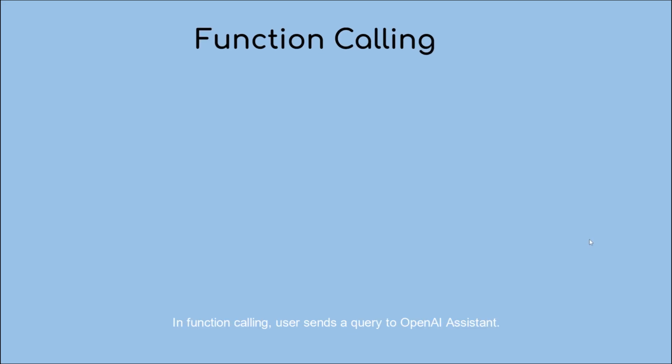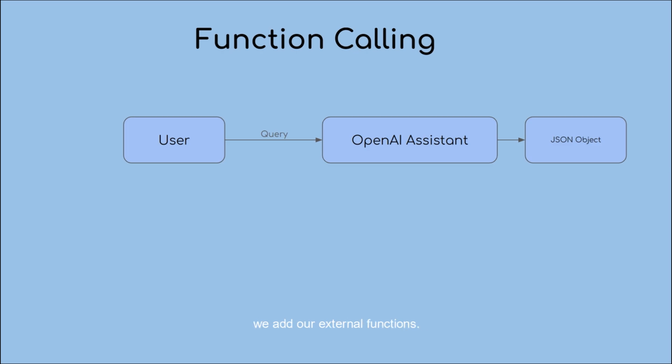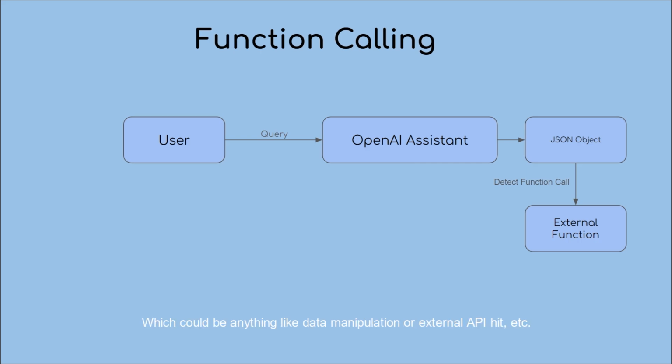In function calling, a user sends a query to OpenAI Assistant. The AI model then intelligently chooses a function and outputs a JSON object of the schema we defined. Now, in the API response, we see that the function is called by the assistant, and based on that, we add our external functions, which could be anything like data manipulation or an external API hit, etc.